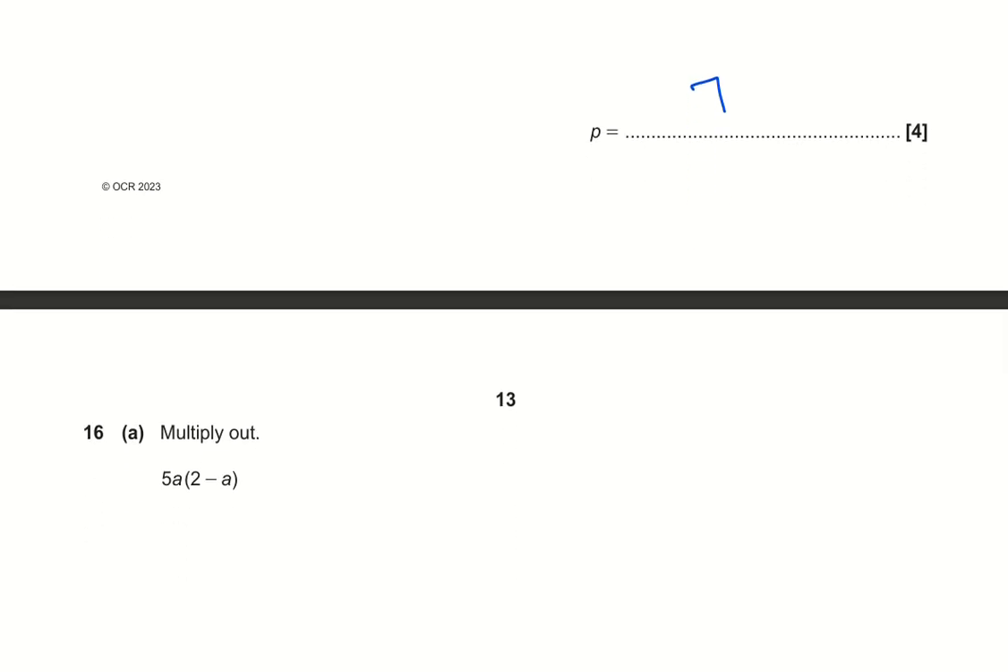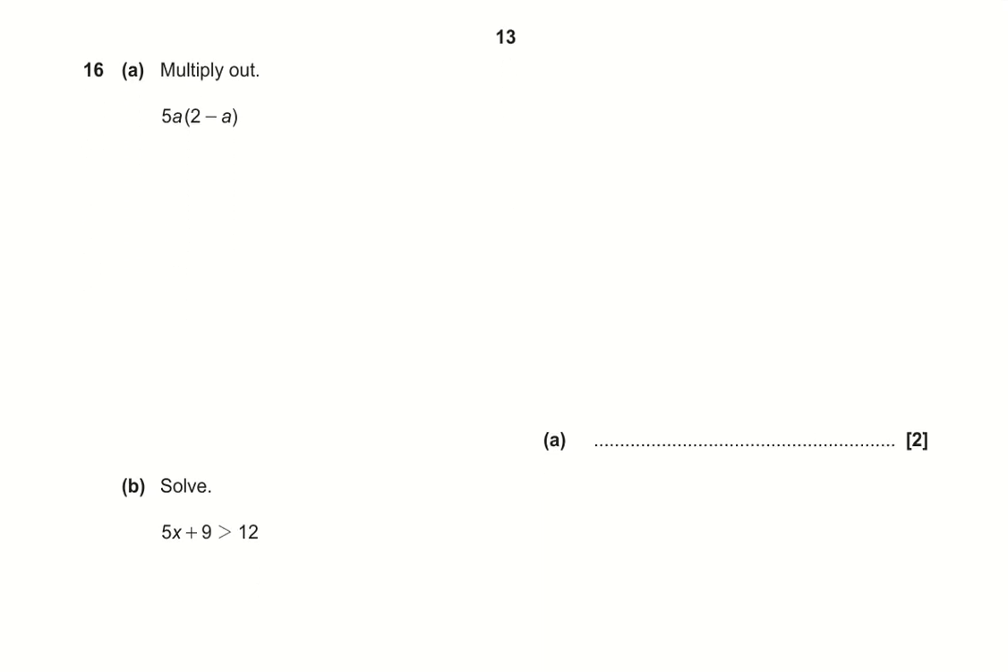Now let's go to the next question. Multiply out. Okay, brackets. So we need to expand brackets. I'll show you: 5a within brackets 2 take away a. So I'm going to multiply 5a times 2, I will get 10a, take away 5a times a, which is 5a squared. Okay, answer is 10a take away 5a squared.